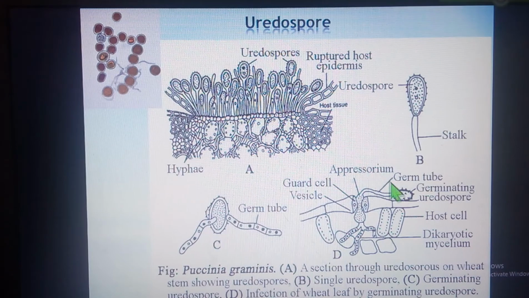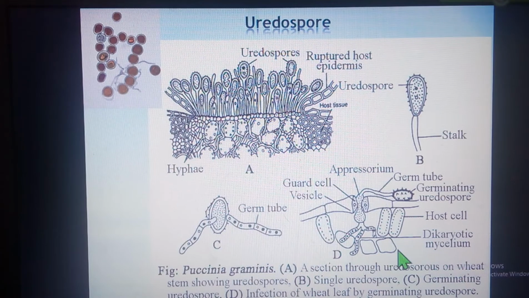On germination, the aeciospores produce a dikaryotic mycelium, which enters through the stomata. Just take a look at figure D: this is the host epidermis, the host cell, where this dikaryotic mycelium from the germinating aeciospore pierces down and enters through the stomata. You can see here the guard cells, and this is the vesicle. They enter through the stomata and grow intercellularly, forming the secondary dikaryotic mycelium in the intercellular spaces.